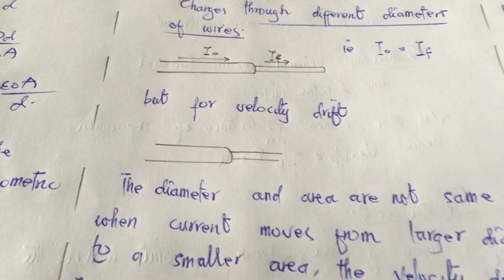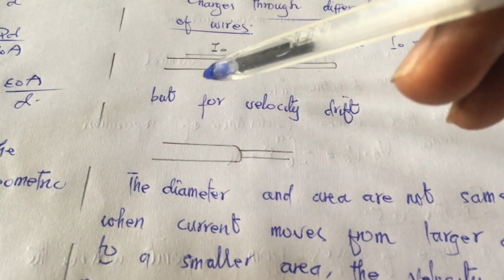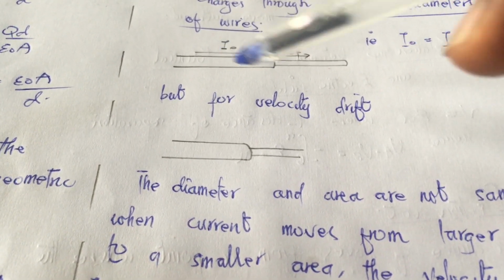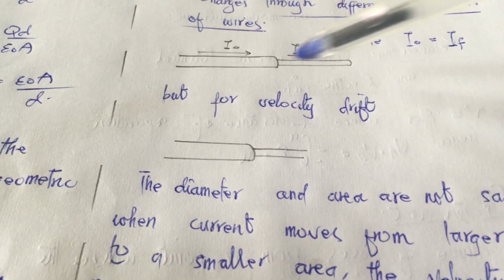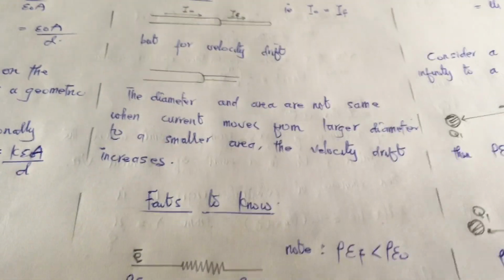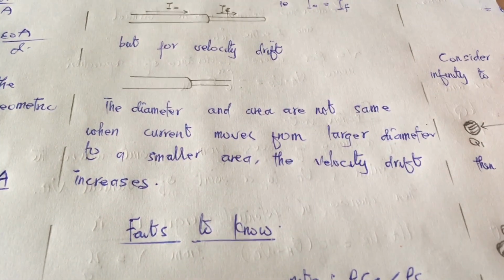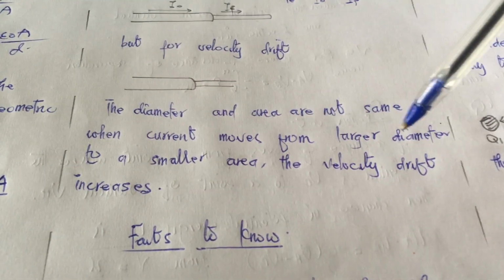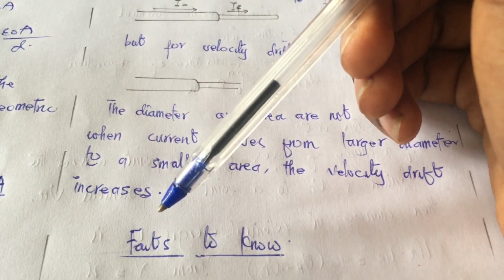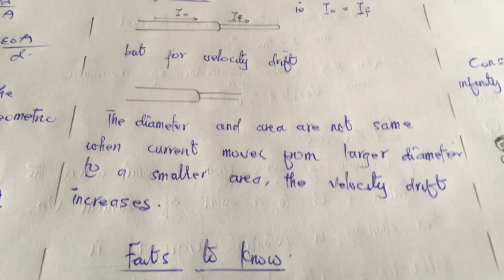and that's what we call drift velocity. Okay, we are saying that the drift velocity will increase because as electrons move from this side to this side, there is a constriction here. So the movement of the electrons will be faster as it enters the smaller one. That's why we have our I. So here we can see directly that the diameter and area are not the same. When the current moves from the larger diameter to a smaller area, the drift velocity increases. Okay, as far as there is a difference in the diameter of the wire, there will be a change in drift velocity.